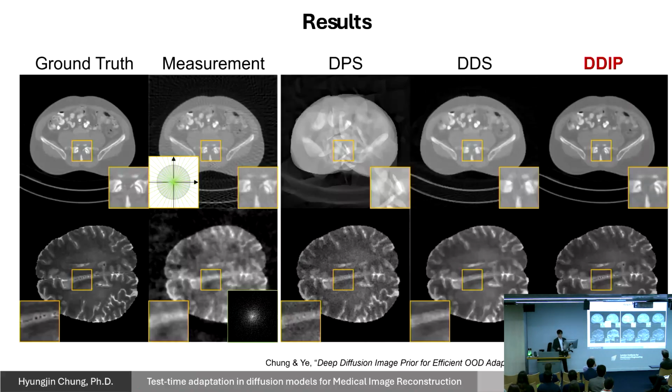And so this is the general result that I have comparing DDIP against these different methods of non-adapting diffusion model solvers. We can obviously see how the previous methods heavily overfit to the prior, whereas DDIP has good reconstruction quality even in the out-of-distribution setting.